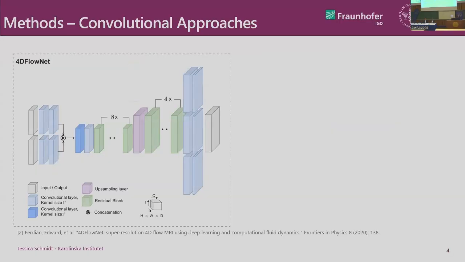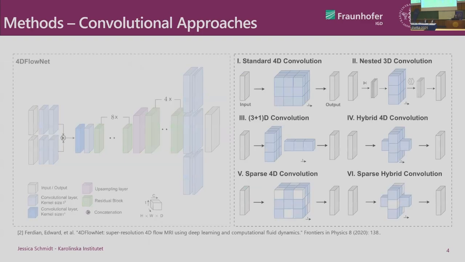As a base architecture, we use the pre-existing residual network for spatial super-resolution called 4D-FlowNet. But as we additionally want to include temporal information, we have to be able to handle 4D input data. Thus, we need to exchange the 3D convolution with the more computationally complex 4D convolution. In our work, we evaluated 6 different higher order convolutions, going from a baseline 4D convolution to computationally more efficient modifications, like a strided or sparse convolution.